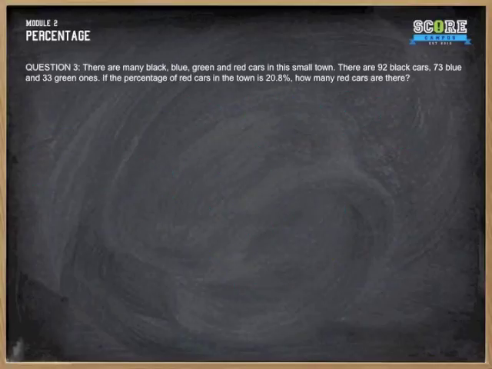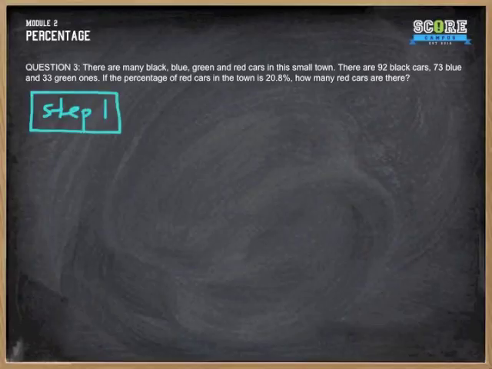Question 3 is about cars, students. There are many black, blue, green, and red cars in this small town. There are 92 black cars, 73 blue, and 33 green ones. If the percentage of red cars in this particular town is 20.8%, how many red cars are there? Again, the first step is to identify that the whole is the total number of cars in the town. Since we know the percentage of red cars, we can find out how many percent the rest of the cars make up.